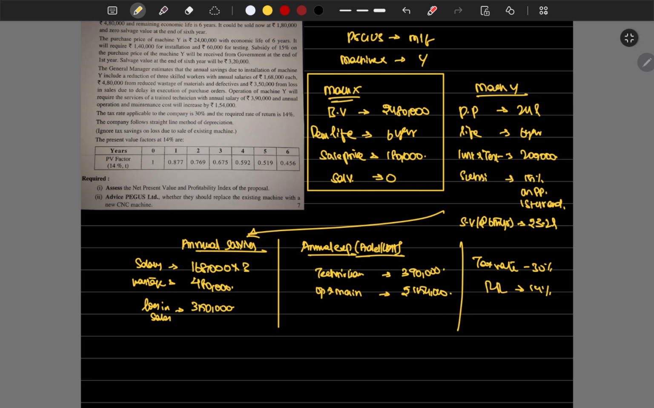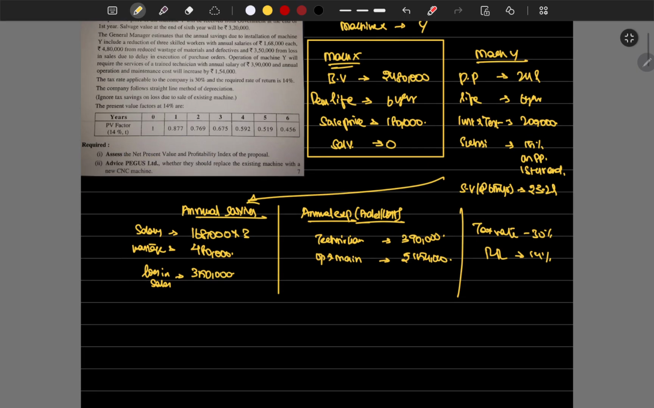Okay, what they are saying here is about the sale value of the existing machine. Book value is 4,80,000 and 1,80,000 is the sale value. 3 lakhs is the loss, so we would be getting the tax saving on that, but the question is saying to ignore that. Then they have given the PV factors, and we have to calculate the NPV and profitability index of the proposal, and whether Pegas should replace the existing machine with a CNC machine, that we have to find out with the NPV.